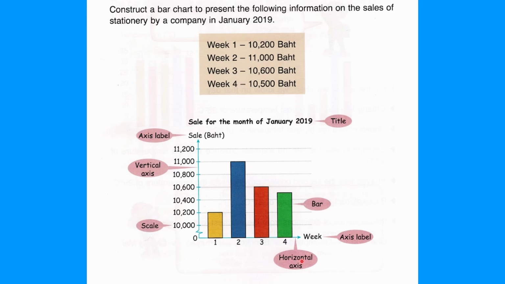So the horizontal axis has each week 1, 2, 3, 4. The axis label for the bottom scale goes here. And these are your bars. Your bars. That's why it is called a bar chart.